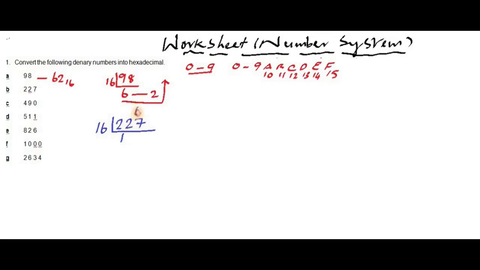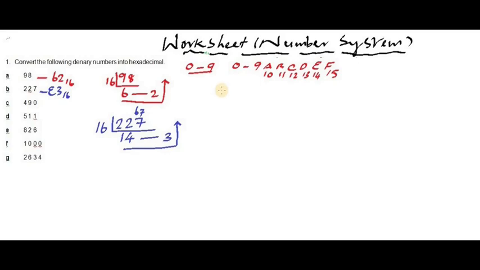Now this will become 67. Now 4 times 16 is 64. So 67 minus 64 will be 3. We keep the remainder 3 here. Now how to write our final answer: from here you go like this. First let us see 14. 14 means the hexadecimal notation E. So our answer is E3 base 16. This is the second answer.